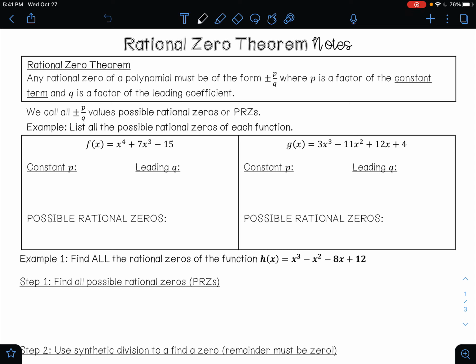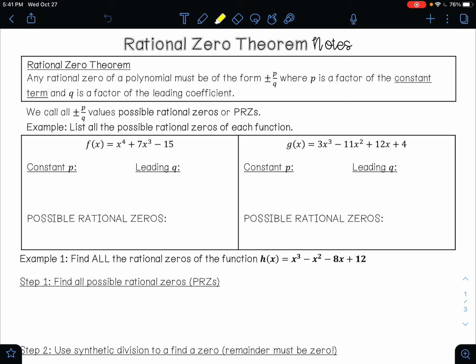In this video, we are going to be discussing the rational zero theorem, sometimes referred to as the rational root theorem. So, the rational zero theorem is any rational zero of a polynomial must be of the form plus or minus p over q, where p is a factor of the constant term and q is a factor of the leading coefficient.